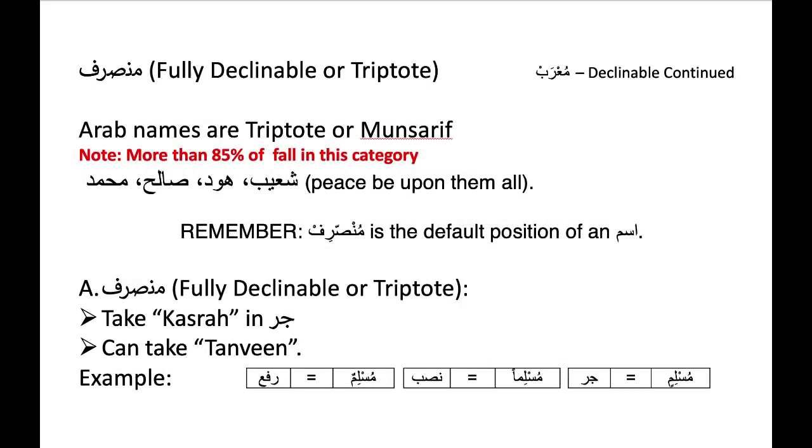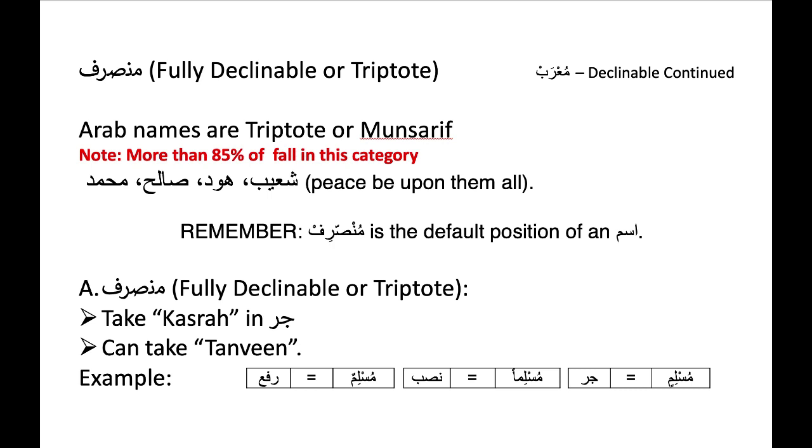Let's look at munsarif or fully declinable or triptoed. Please note, to be munsarif is the default position of an ism. About 85% of isms belong to this category. All the Arab names are munsarif or triptoed or declinable. A singular mu'rab ism is called munsarif or fully declinable or triptoed if, firstly, its last letter takes kasra in its jar status. Secondly, it may take tanween as well.